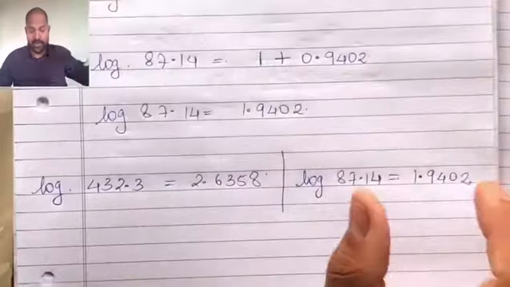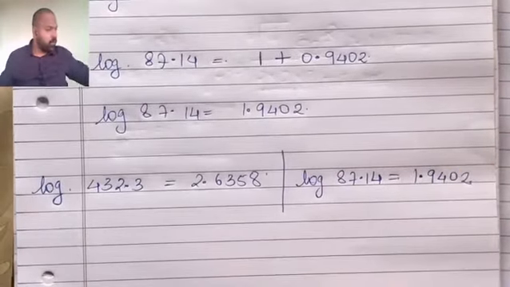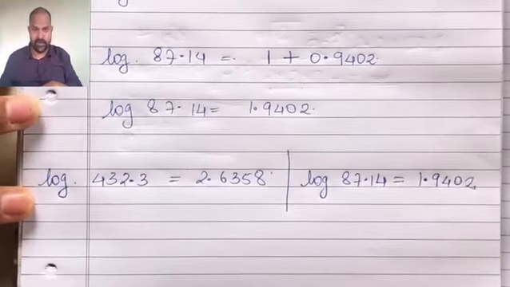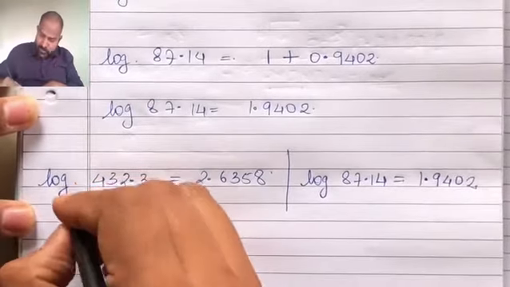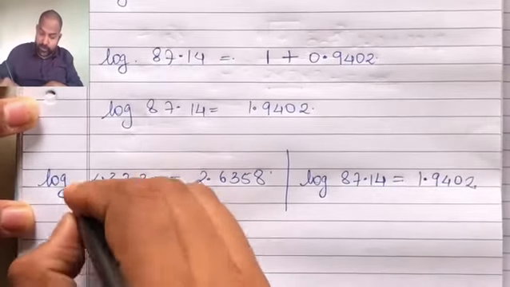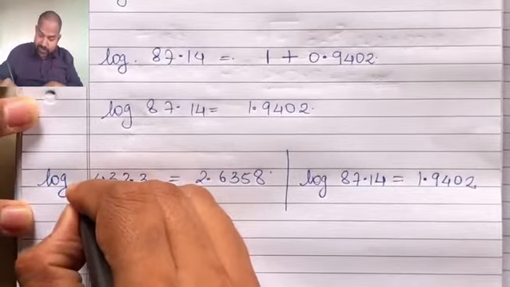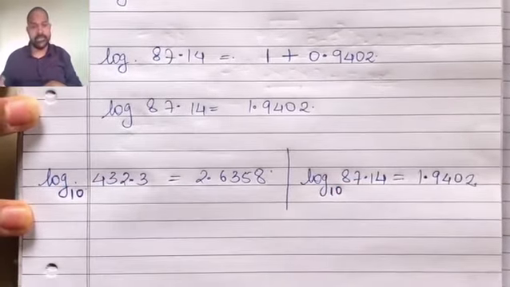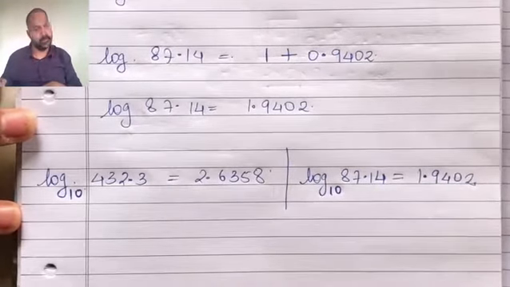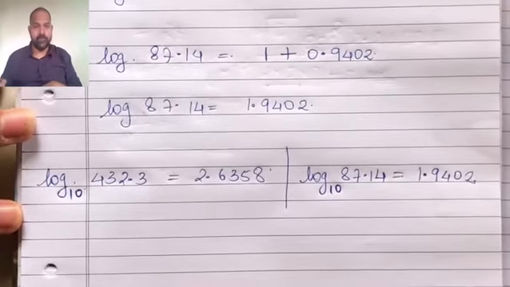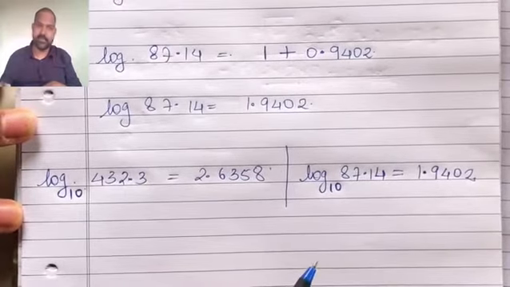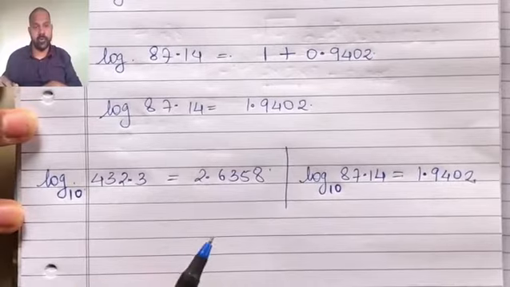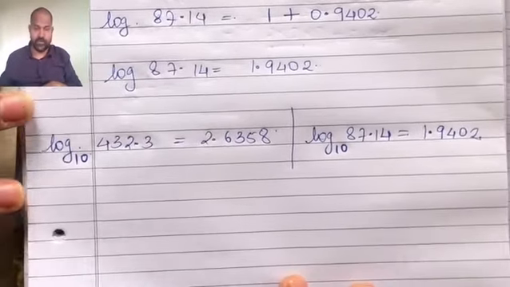So logs taken to the base e are called natural logs. So when you say that log of 432.3 is 2.6358, what it actually means is log of 432.3 to the base 10 is 2.6358. Wow, fantastic. But a problem, I still don't understand what this means. Even though you write down the base 10, how am I supposed to know what it means? Well, I'll tell you what it means.